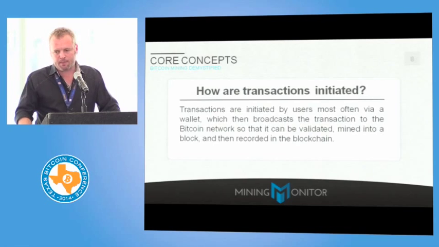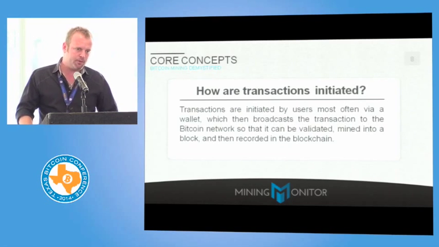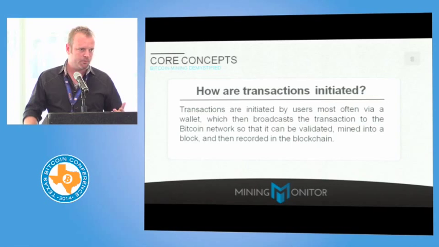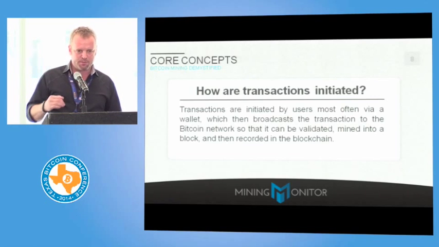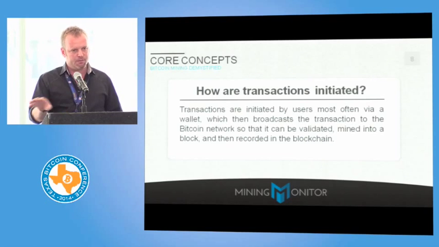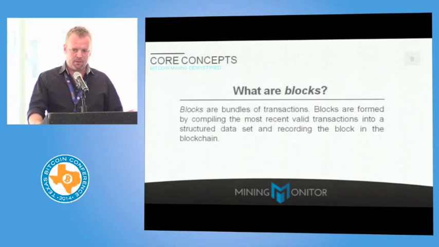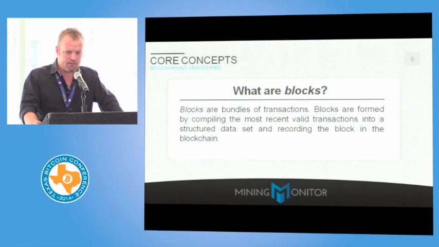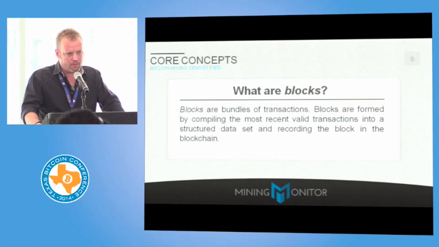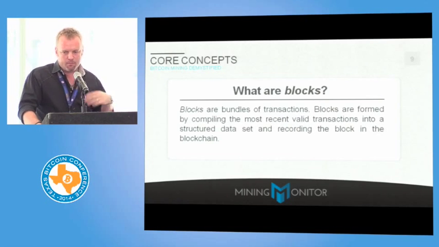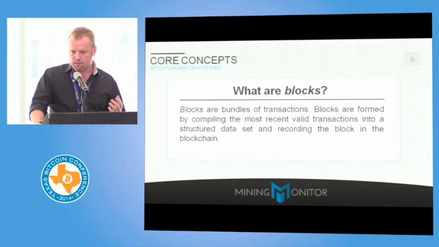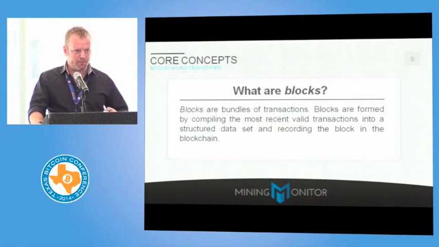They're initiated through a wallet. So if you download a wallet or use an online wallet, when you go in there and you want to send Bitcoins to somebody, you're essentially initiating a transaction. You format it, it gets broadcast to the network, and the network evaluates it to make sure that it's properly formed and that you have the Bitcoins that you say that you do. It's then loaded into the blockchain. So when we talk about the blockchain, it's literally a chain of blocks.